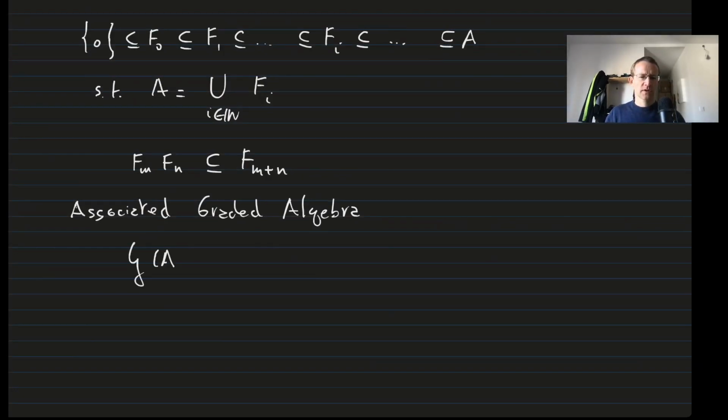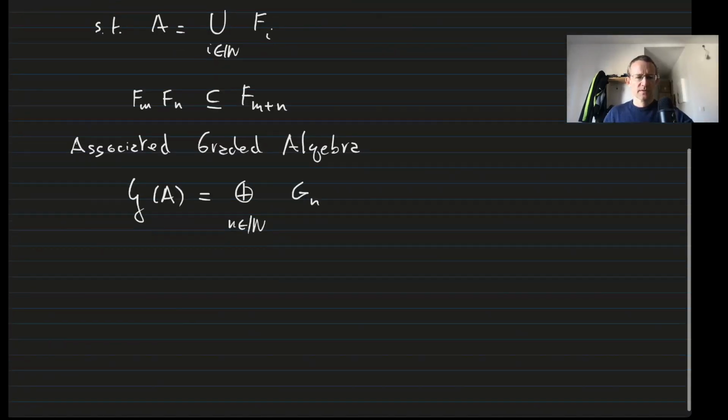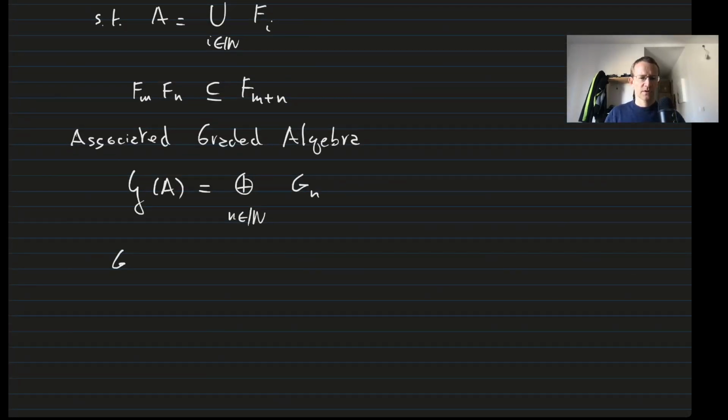The graded associated algebra to A is equal to the direct sum of graded subspaces. And the graded subspaces are defined as follows. G0 is just F0, but for n bigger than 0, we have that Gn is Fn divided by Fn minus 1.